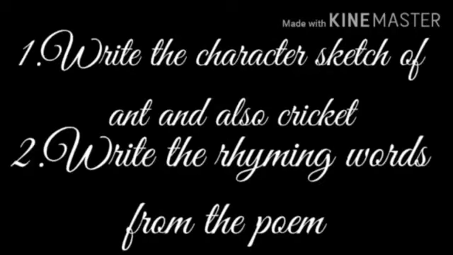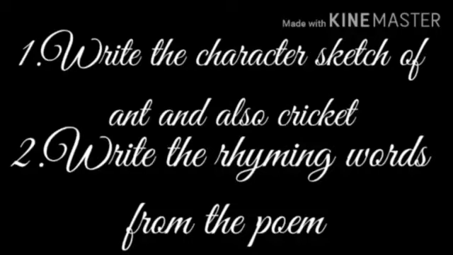Now it's time to go ahead with your homework. Go through the textbook thoroughly, listen to the recording also. After completing your reading, answer two questions. One is to sketch the characteristics of the ant and also the cricket. Those two questions you have to answer. Like 7 pages of answers you can write.